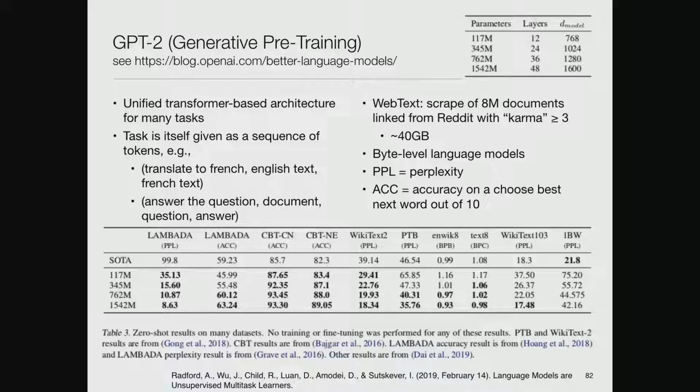So it's a multitask learning approach that says we're going to build a better model by trying to solve a bunch of different tasks simultaneously. And so they built enormous models. By the way, the task itself is given as a sequence of tokens. So for example, they might have a task that says translate to French, English text, French text, okay? Or answer the question: document, question, answer.